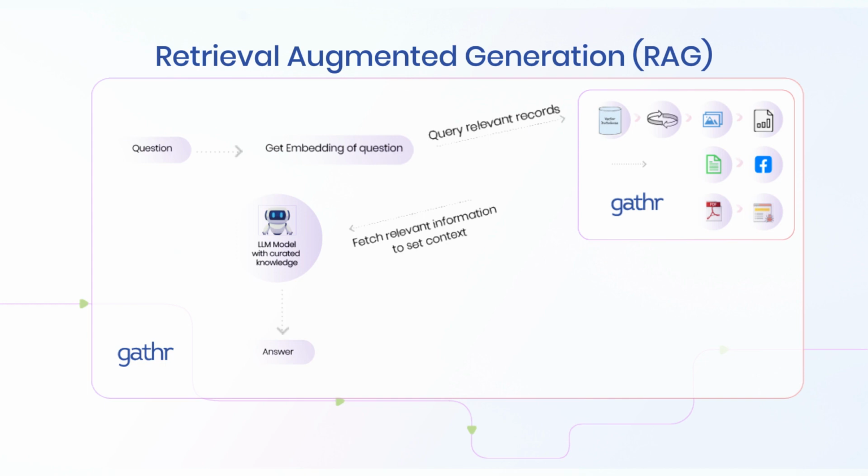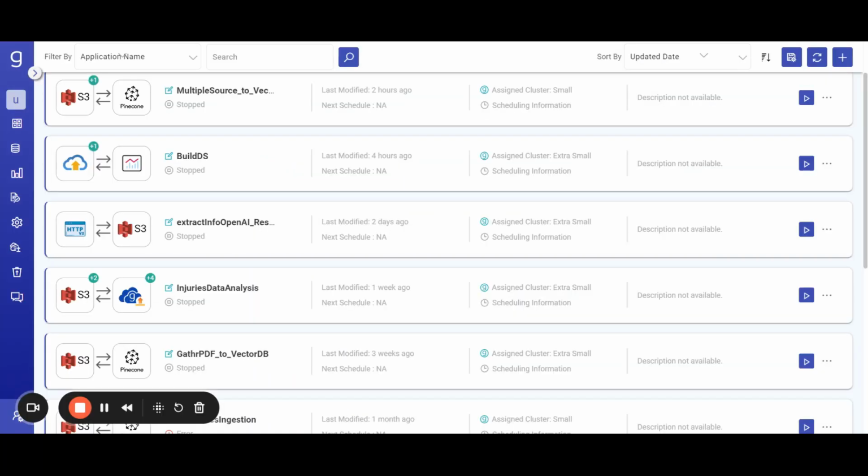We will also see how an administrator can configure these applications. They can also publish it to the users and monitor all the responses. What you are seeing is the Gathr Web Studio, the central control pane to create and manage your ETL or AI pipelines. To create a RAG application, first of all, we need to ingest data to a vector database. We have created one such pipeline. Let me open it.